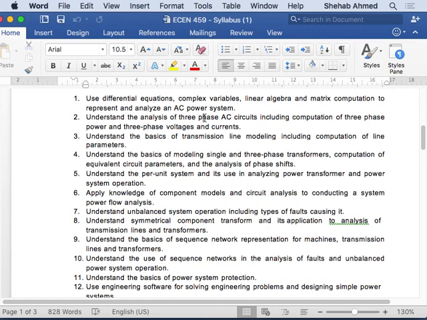So definitely, I will have a review of 3-phase. I understand that we need a refresher on 3-phase, so we'll go through that.